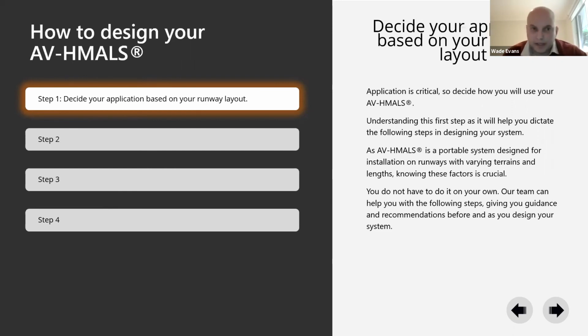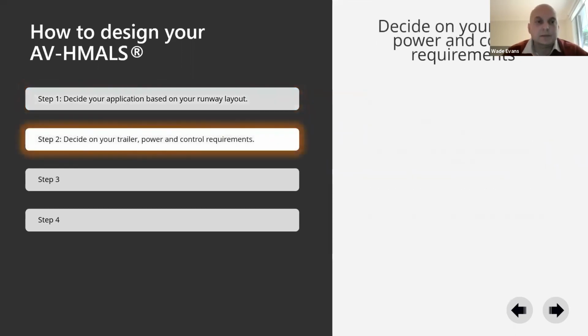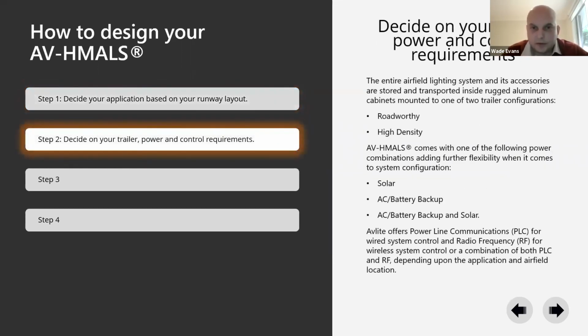After you define the application and the runway layout, you then define next the configuration of the trailer, the power systems, and the control requirements. So as I mentioned before, when it comes to the trailer, you can select from roadworthy or high density. They're obviously directly interlinked to the previous step when you've defined your application and the runway layout. So if it's an application that requires off-road terrain, for example, you'd be looking for a specific trailer system that met those requirements.